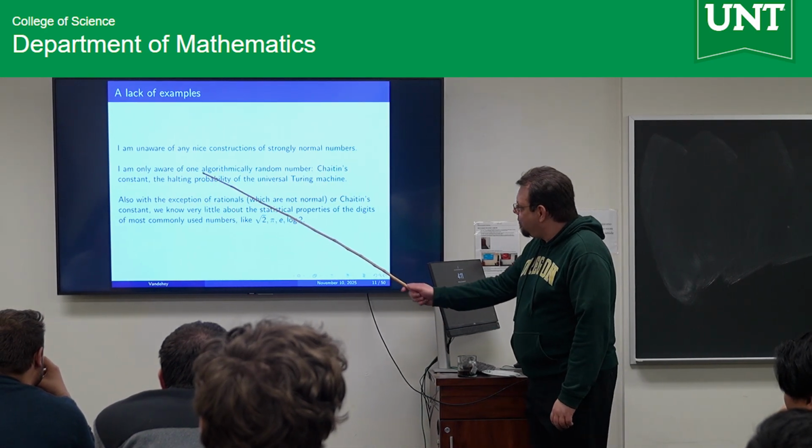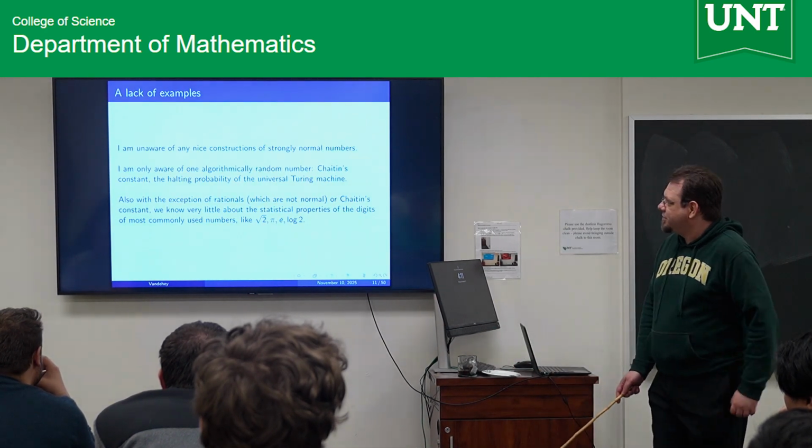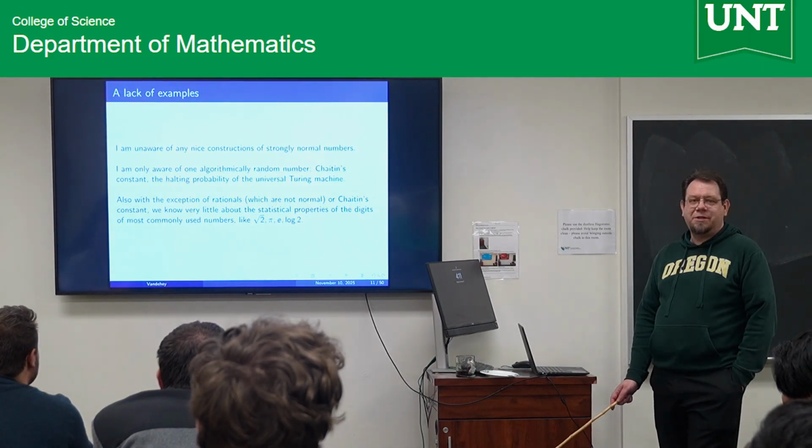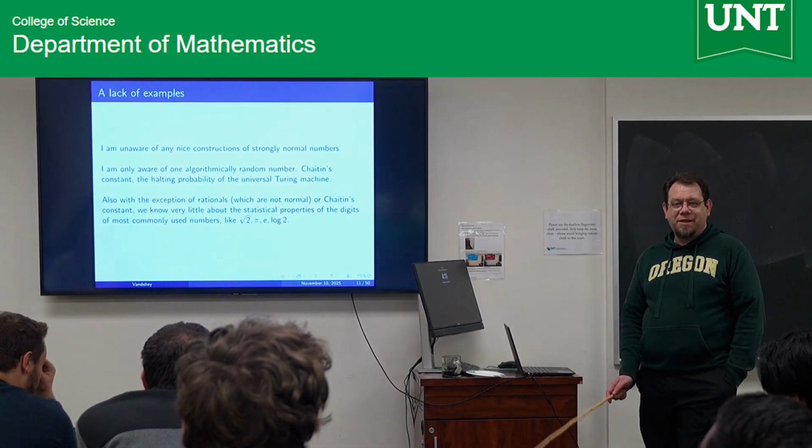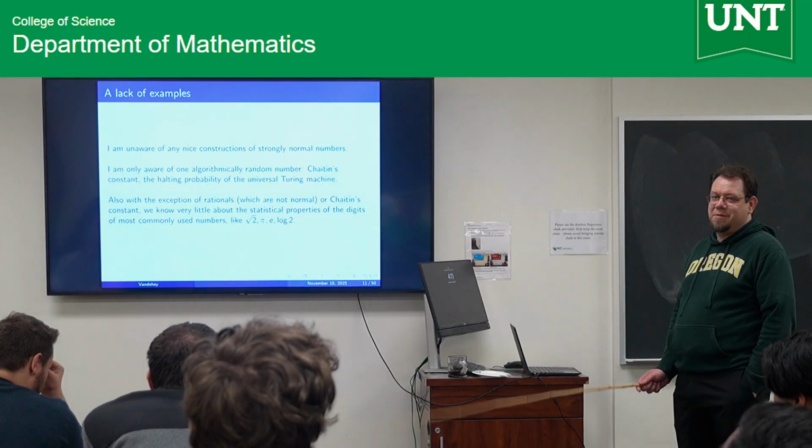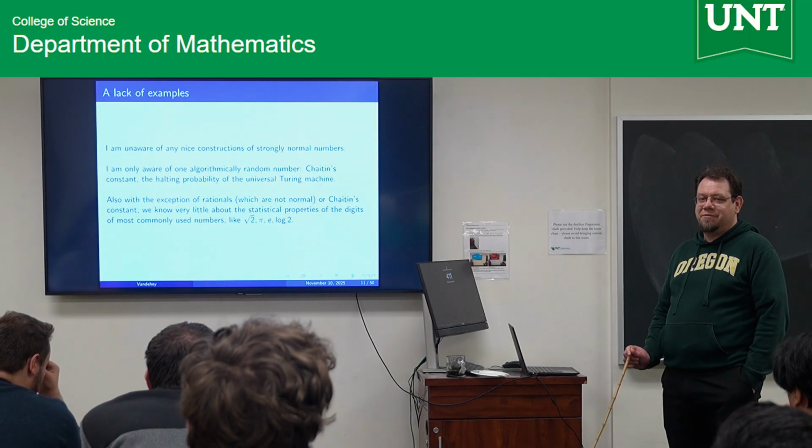I'm also only aware of one algorithmically random number, and this is Chaitin's constant, the halting probability of the universal Turing machine. By the way, I encourage you, if you have a chance, to go look up the proof of this fact, because it's not terribly long and it feels like they cheated.